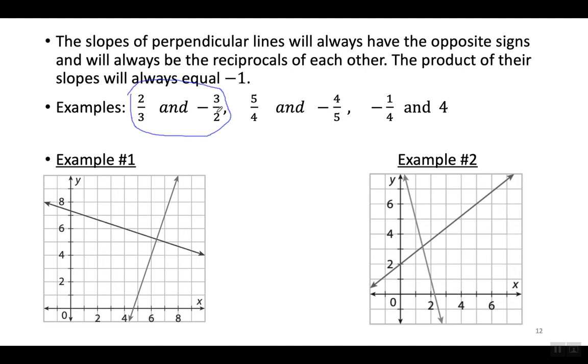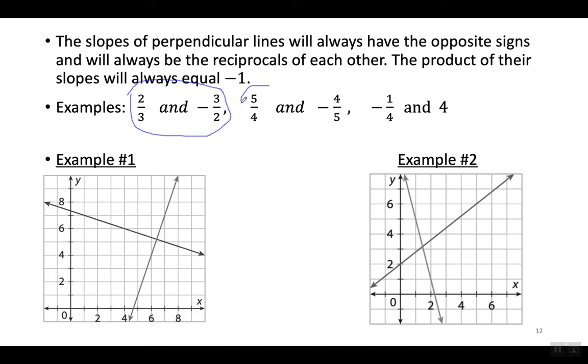If two lines are perpendicular, and one of them has a slope of 2 over 3, the other one, instead of being positive, will be negative. And instead of being 2 over 3, it'll be the reciprocal. The reciprocal means flip it upside down. So if one is positive, the other one has to be negative. And they both got to be the reciprocal of each other.